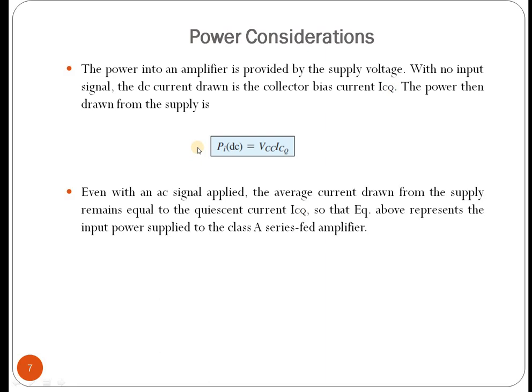So the equation for input power PI, which is DC, is equal to VCC times ICQ.